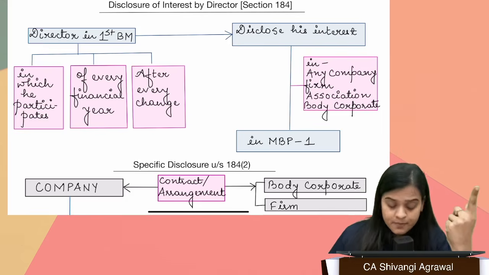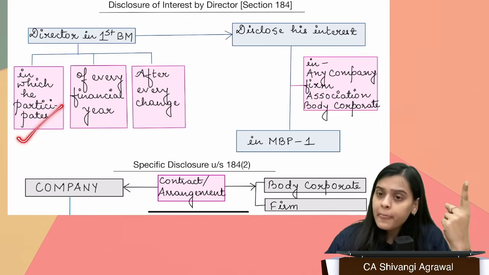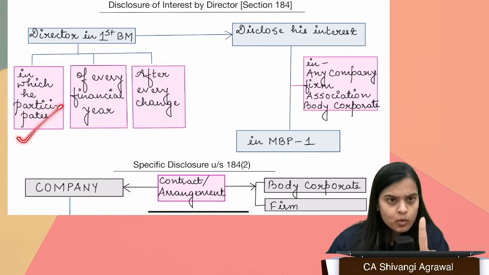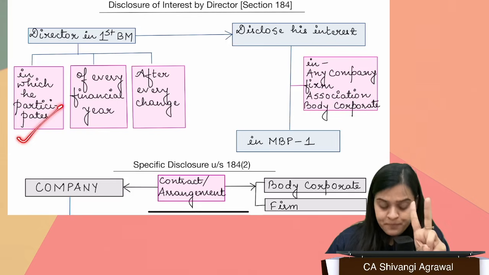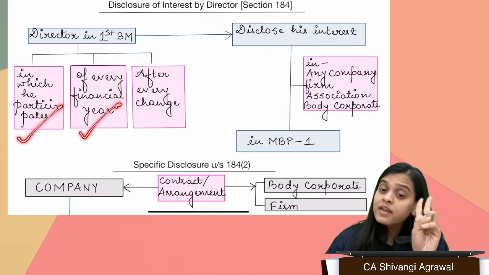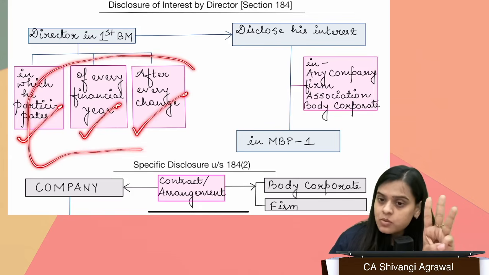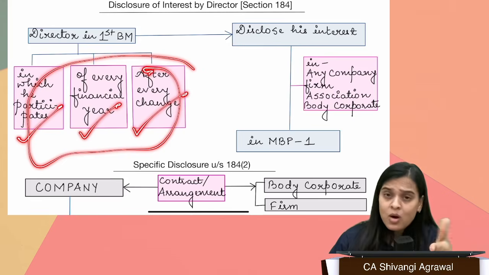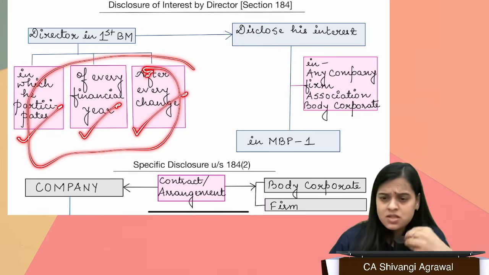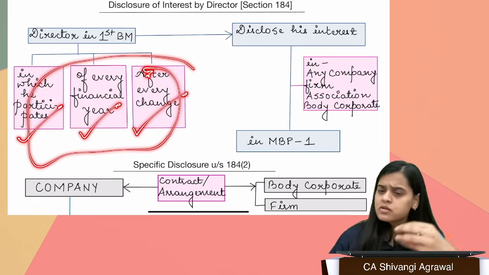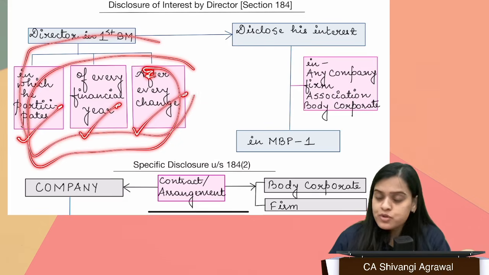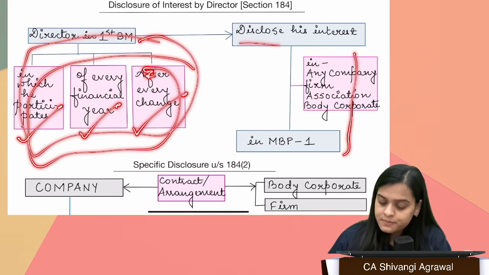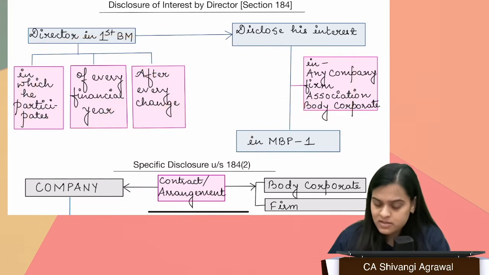When will I tell that? In the first meeting of the board in which I'm participating. In the first board meeting of every year, whenever there is a change. So I will disclose my interest in any company, any body corporate, any firm, any association of individuals, etc. My shareholding, my partnership, whatever it is. So I am going to disclose this in MBP 1. I hope that's clear.